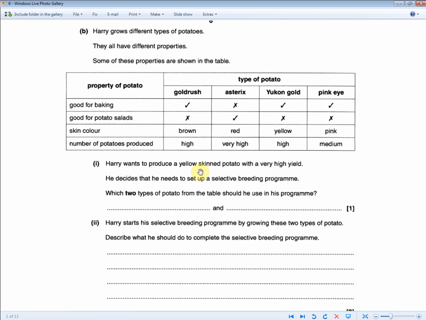So you're told that he wants a yellow skin potato with a very high yield. So therefore, first locate the yellow skin potato, which we are told from the table is Yukon Gold, because the skin color is yellow. And the potato that will produce a very high yield, of course, is Asterix. So therefore, the answer here to get the 1 mark is Asterix and Yukon Gold.